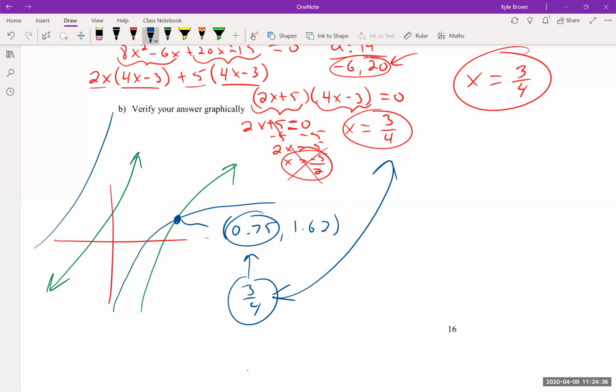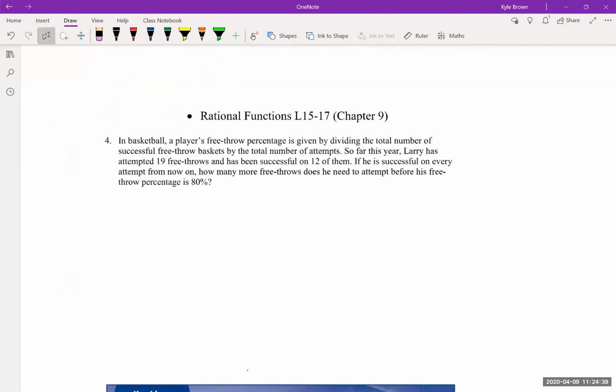All right. Last one. This one's not too bad. It's just setting up the equation, actually. All right, so it says, in basketball, the player's free throw percentage is given by dividing the total number of successful free throw baskets by the total number of attempts. So far this year, Larry has attempted 19 free throws and has been successful on 12 of them. If he is successful on every attempt from now on, how many more free throws does he need to attempt before his free throw percentage is 80%?